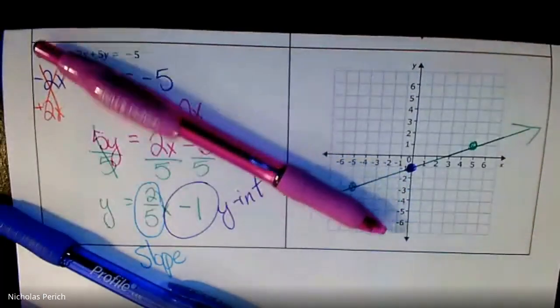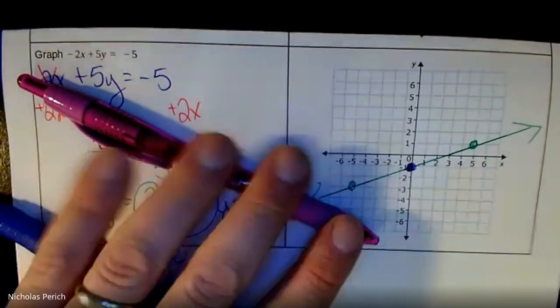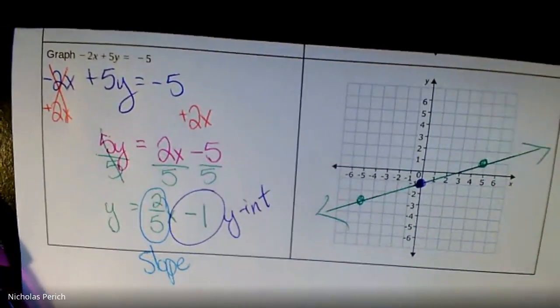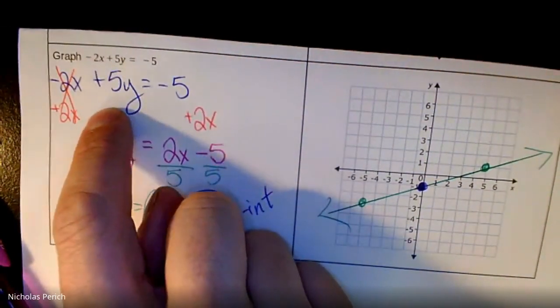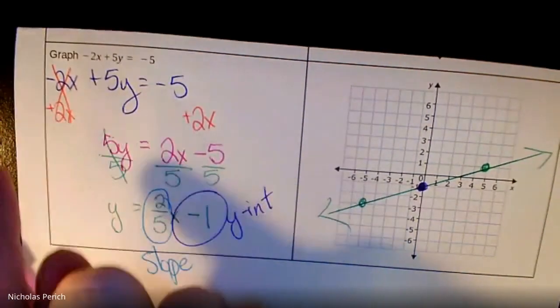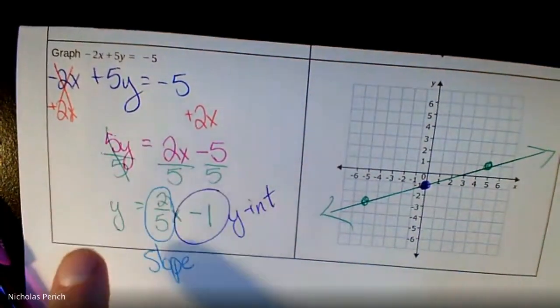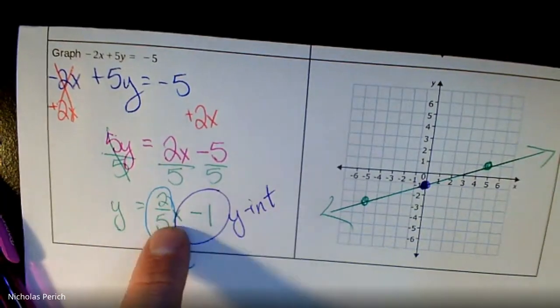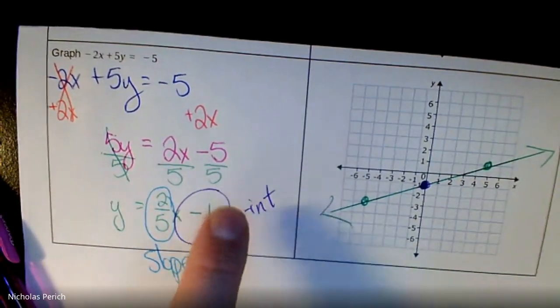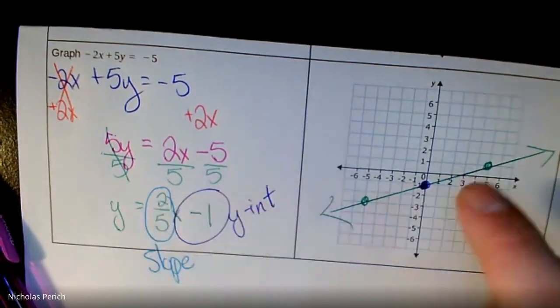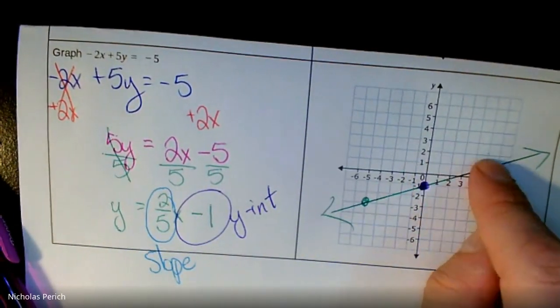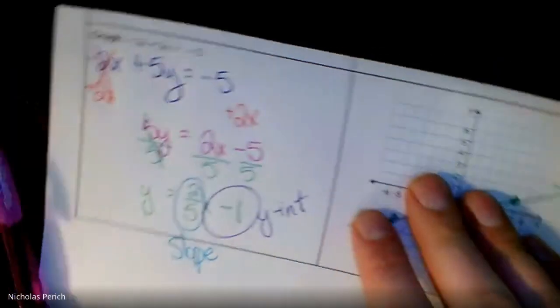There you have it. In order for you to graph, you have to get y all by itself. Y wasn't all by itself, so I added 2x, and then I divided everything by 5, and that gave me y equals 2/5 x minus 1. Minus 1 is where I start out, so I put a dot at -1. 2/5 is my slope, so I go up 2, right 5, down 2, left 5, and there's my graph.